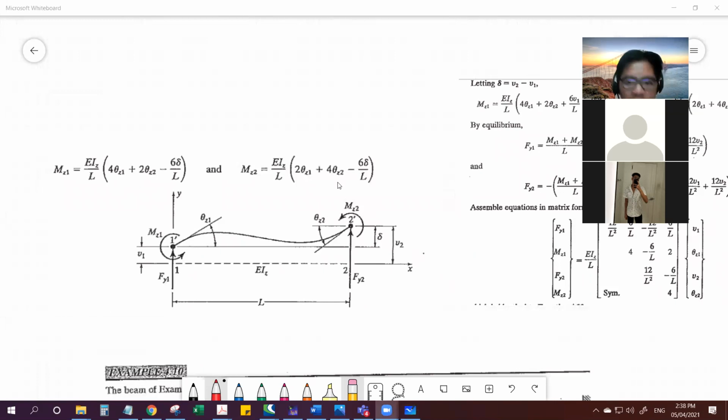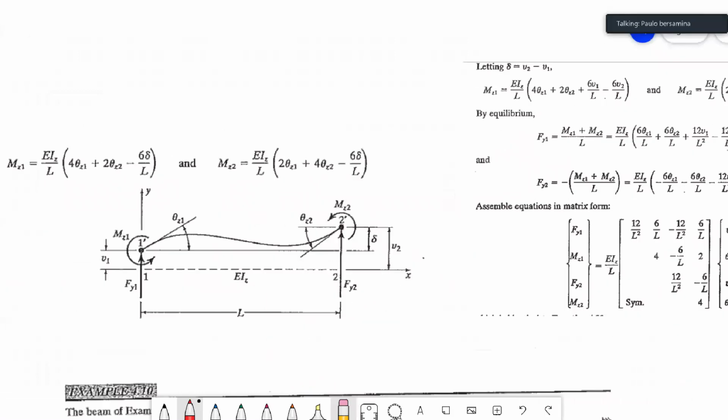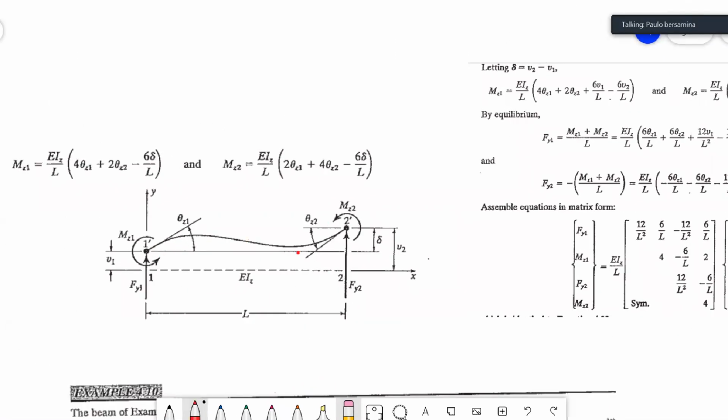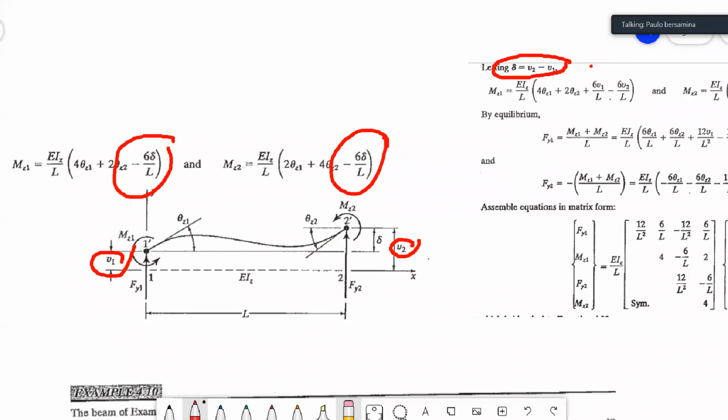And so by the way, in this arbitrary deformation, you have the delta, no? And this delta is assumed as V2 minus V1, the difference between V2 and V1. That's why when we write down the slope deflection equation, this one, it becomes this. Okay?